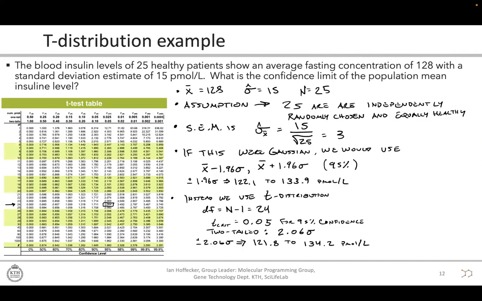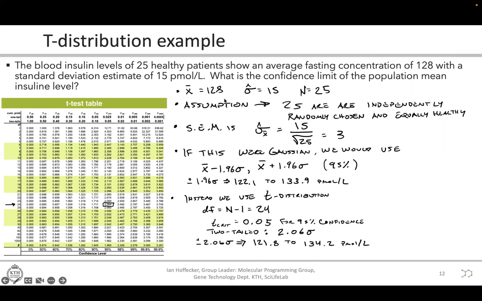So here's an example. We have the blood insulin levels of 25 healthy patients, and they show an average fasting concentration of 128, with a standard deviation estimate of 15 picomoles per liter. And I want to know, what is the confidence limit of the population mean insulin level? So we want to be able to produce a confidence statement about the population, because of course that's what we're interested in. But the only thing we have access to is our measurements.